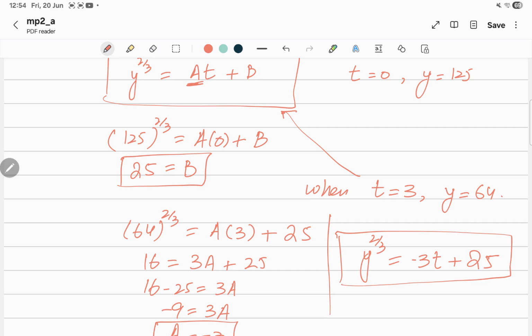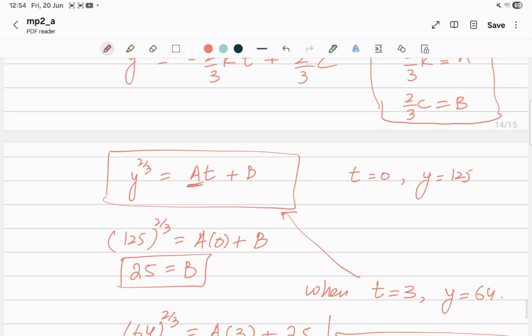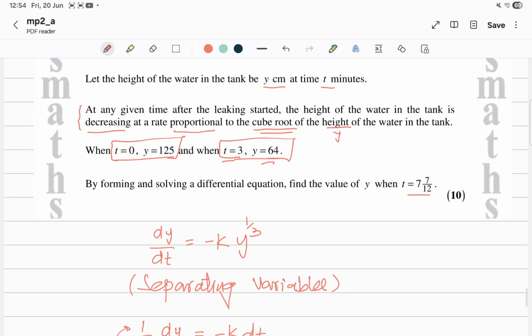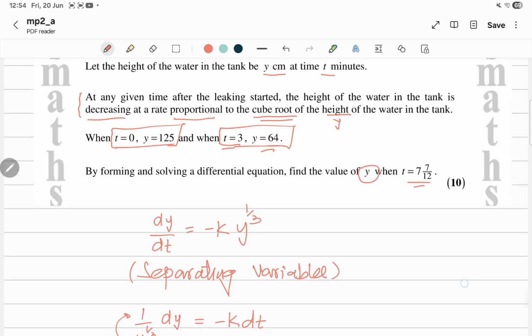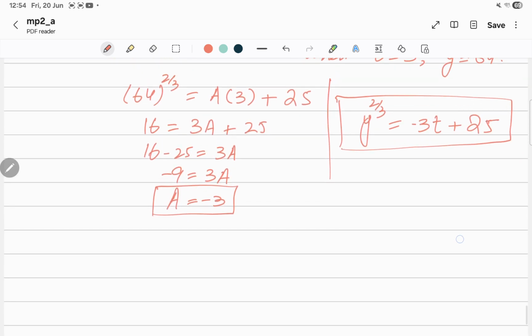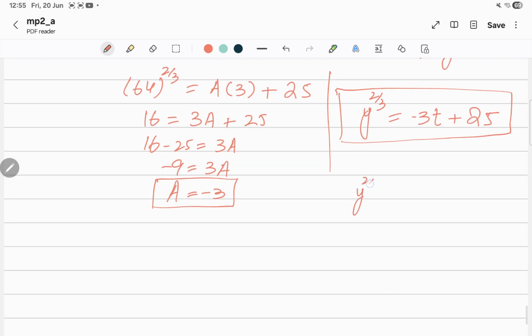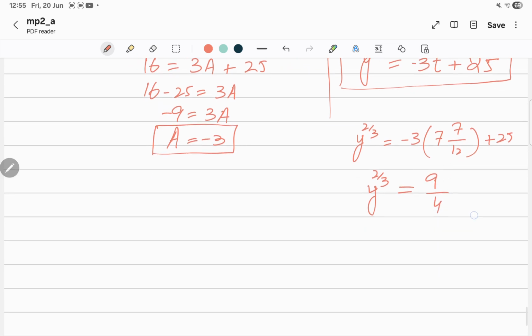So now we can put in the value of t, the last condition, to get the value of y. By forming and solving the differential equation, find the value of y when t is 7 whole 7 over 12. So we can substitute the value of t here to get the value of y. So y to the power 2 over 3 is minus 3 times the value of t, which is 7 whole 7 over 12, plus 25. You can type this on the calculator, and if you solve it, you will end up with 9 over 4.